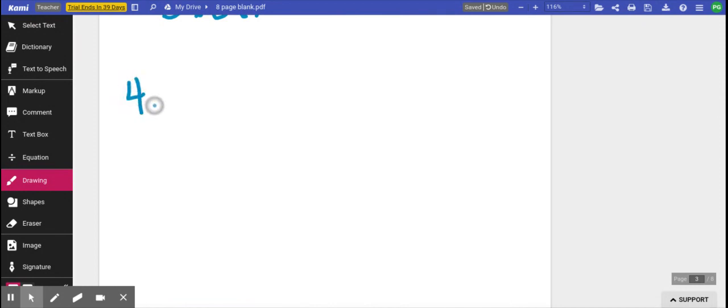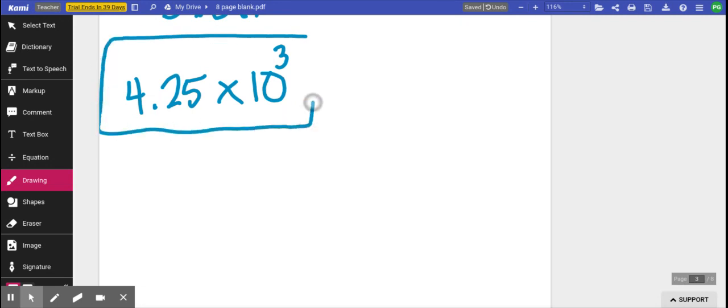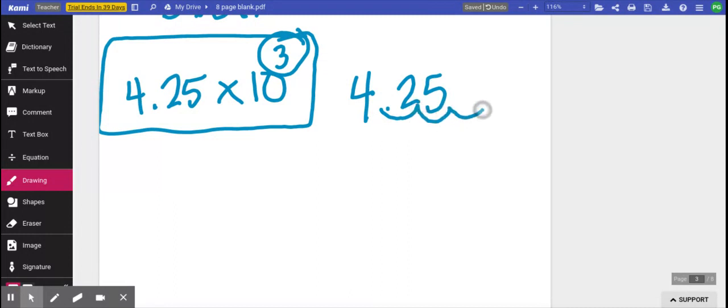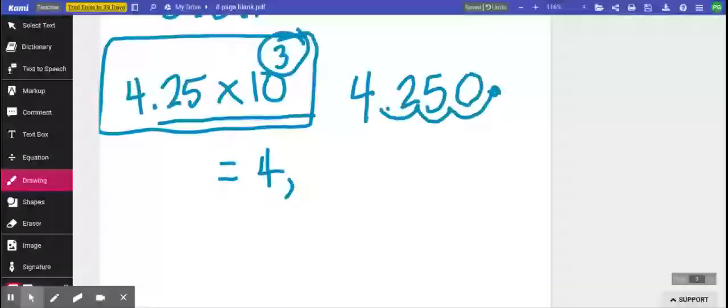So if I said 4.25 times 10 to the 3rd, what value does this entire number have? Well, I'm going to start with 4.25, and now I'm going to use my exponent to lead me to how many times I move the decimal point to the right. 1, 2, 3. I'm going to put a 0 to hold that place. So 4.25 times 10 to the third is equivalent to 4,250.